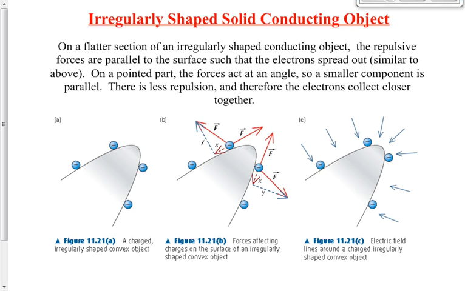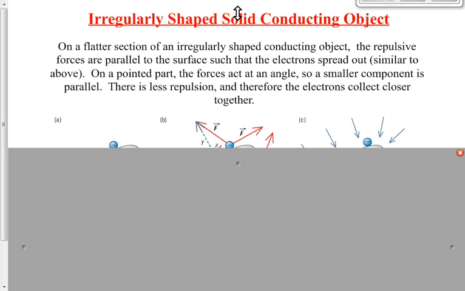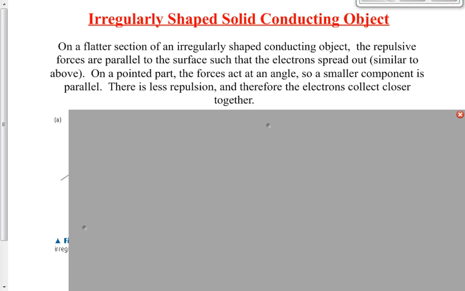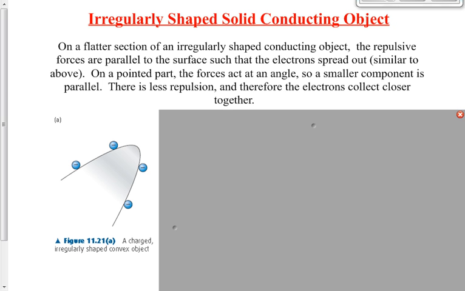All right, let's take a look at this one now. This one is the most confusing of the bunch because this one is irregularly shaped. This one is kind of pointy. The other two we've had have been uniform. It's either been uniformly flat or uniformly curved like a sphere. This one is kind of pointy.